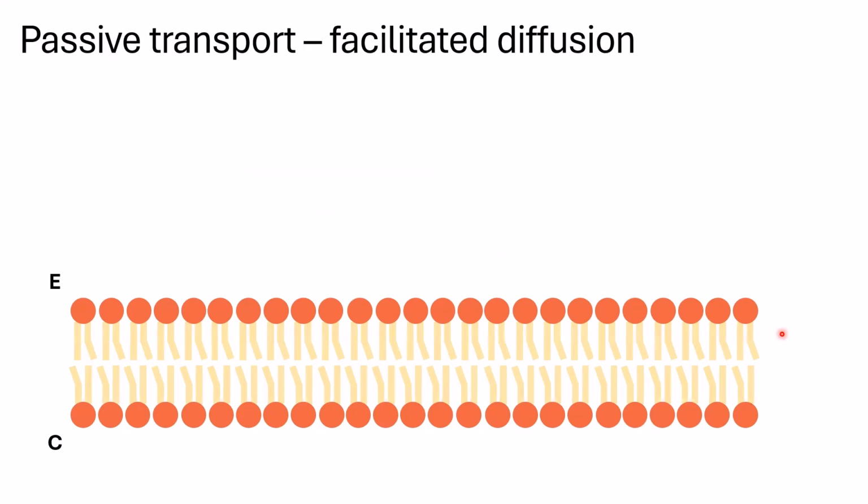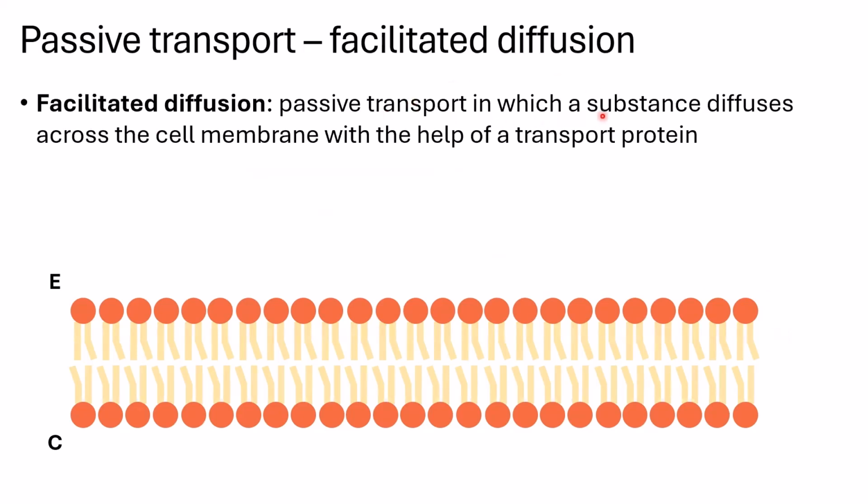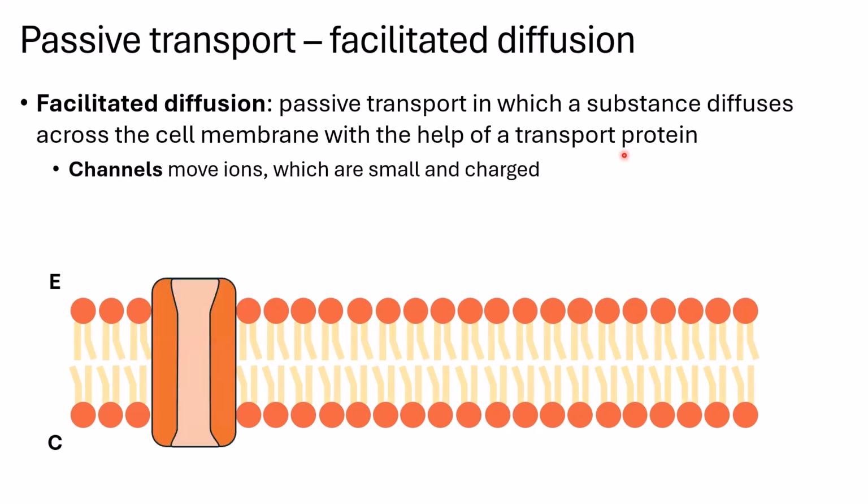Facilitated diffusion is a form of passive transport in which a substance diffuses across the cell membrane with the help of a transport protein. In other words, the transport protein is facilitating the diffusion of the substance across. This occurs when the substance is unable to cross on its own, such as if it's charged or is a large molecule. Charged ions use transport proteins called channels to cross the membrane.